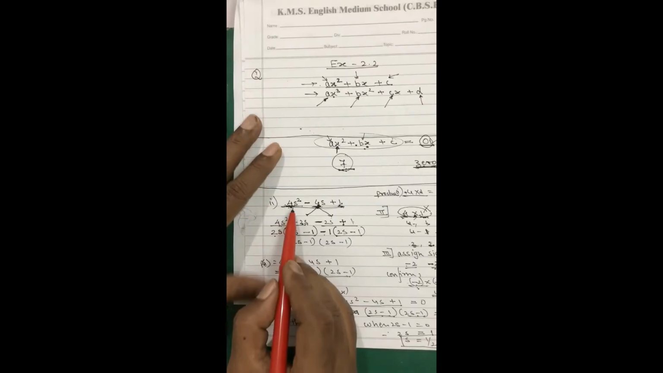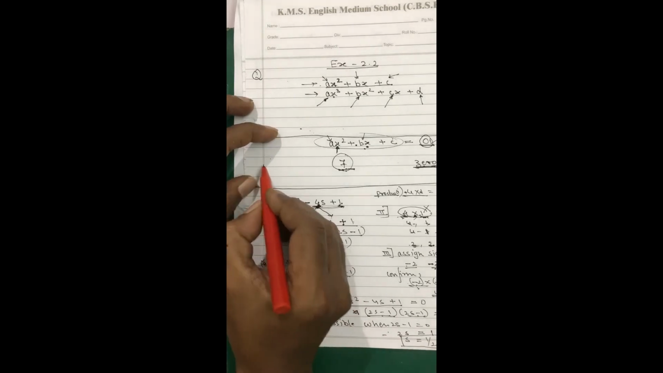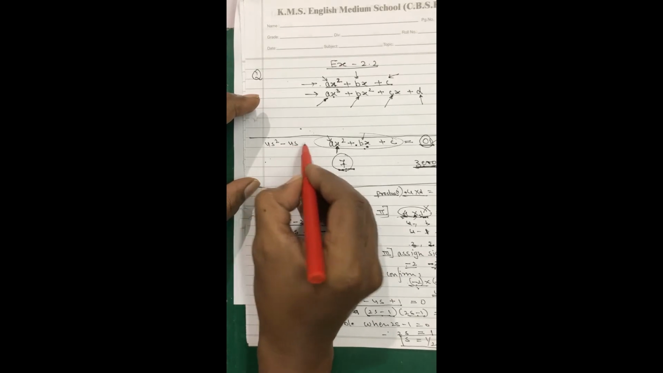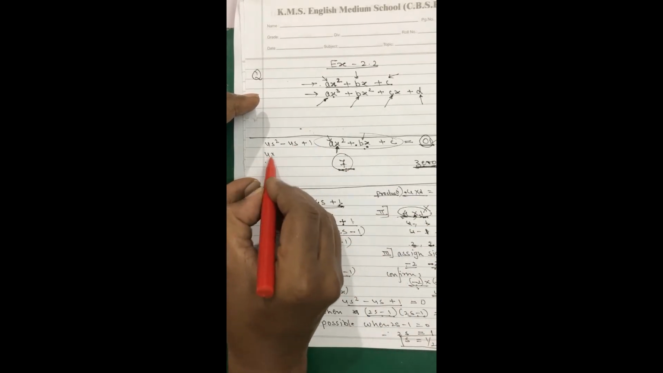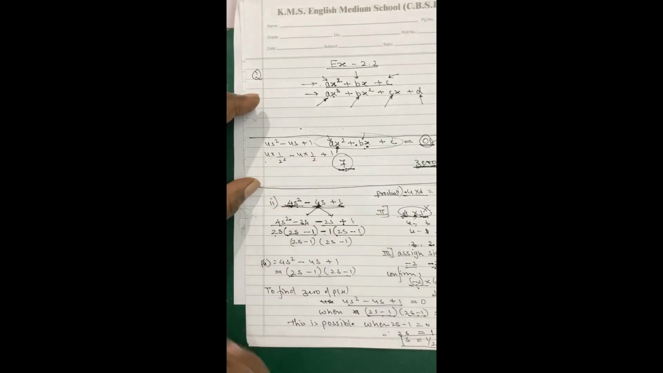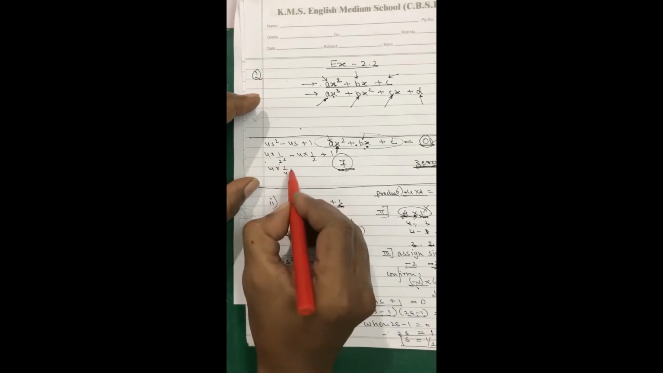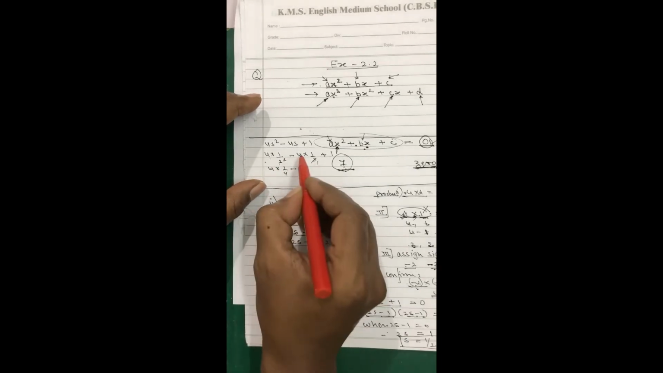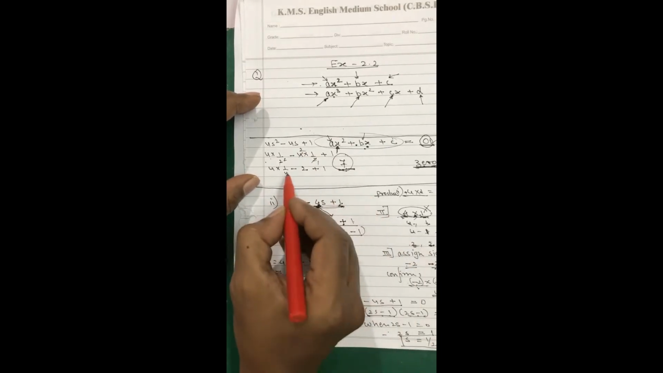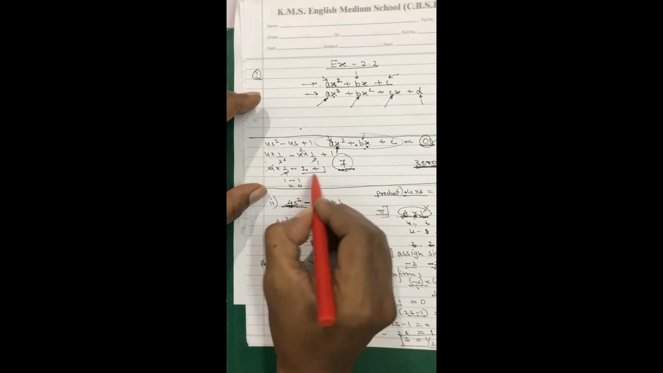Now to confirm this, take 4s square minus 4s plus 1. In place of s, if I write 1 upon 2, see what happens. 4 into 1 upon 2 square minus 4 into 1 upon 2 plus 1, right? So this will become 4 into 1 upon 4, since 2 square is 4. Then 2 twos are minus 2, plus 1, right? This will get cancelled. You will get 1 minus 1, that will be equal to 0.